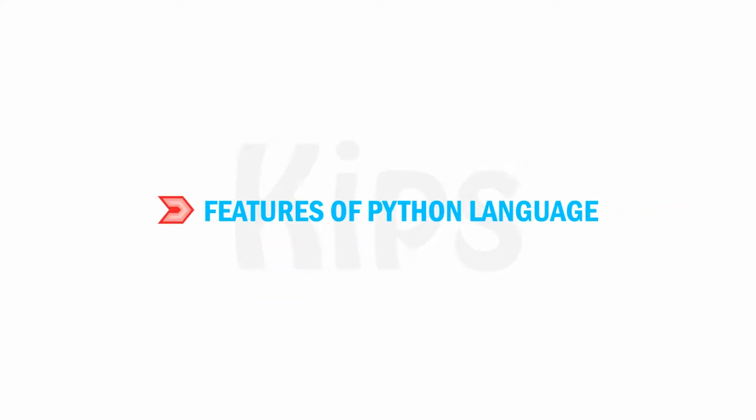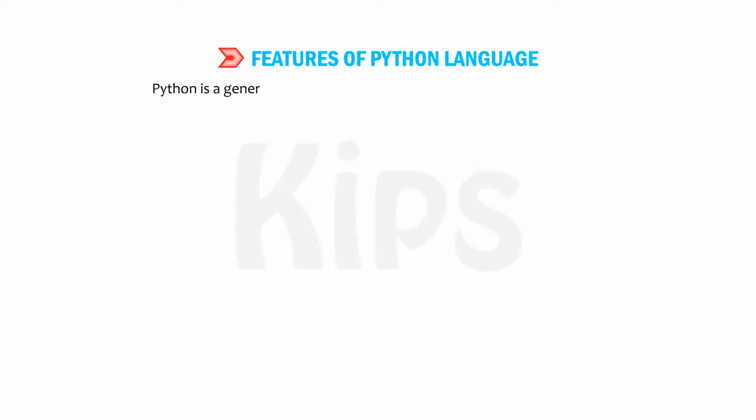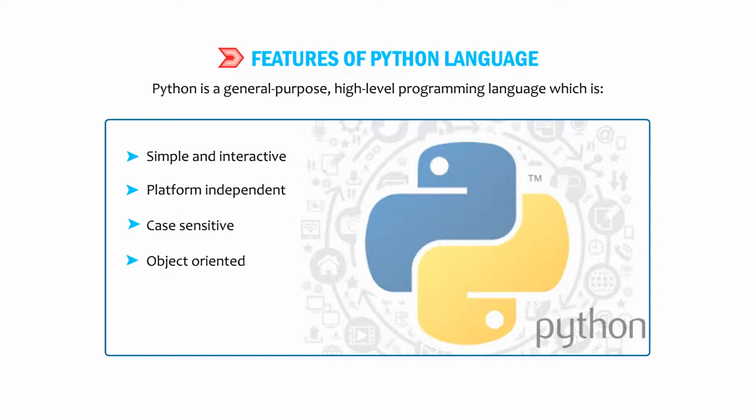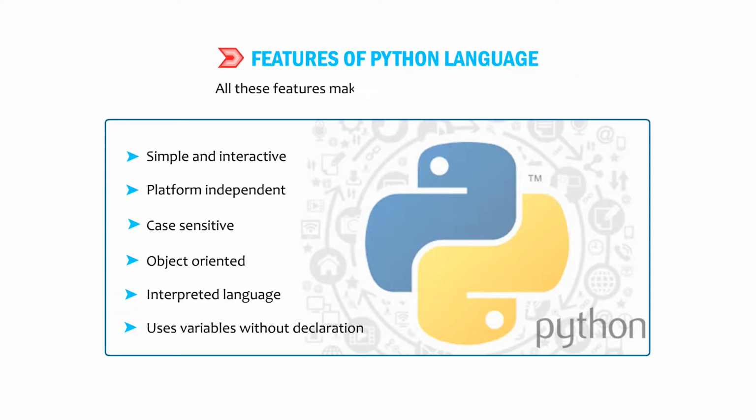Students, let us know about features of Python language. Python is a general-purpose high-level programming language which is simple and interactive, platform-independent, case-sensitive, object-oriented, interpreted language, uses variables without declaration. All these features make Python a popular language.